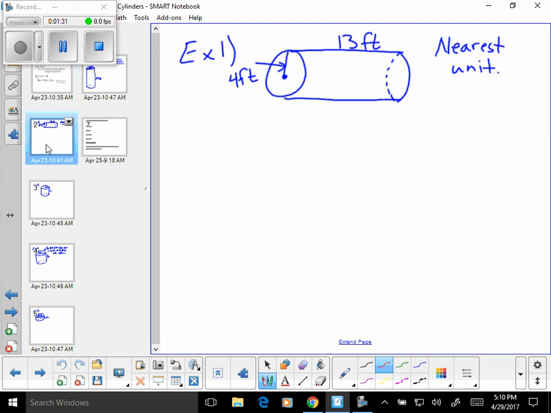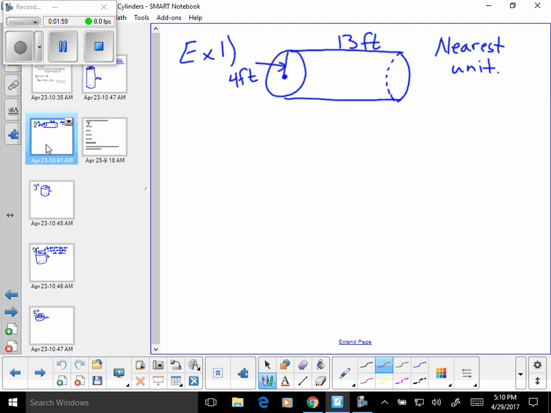Let's look at example 1. First of all, you have to understand that sometimes you're going to be asked to find the lateral area, and sometimes you're going to be asked to find the surface area. You might be asked to find both. I recommend that you go ahead and do the surface area first, and then, just like with prisms, use that left addend whenever you want to find lateral area.